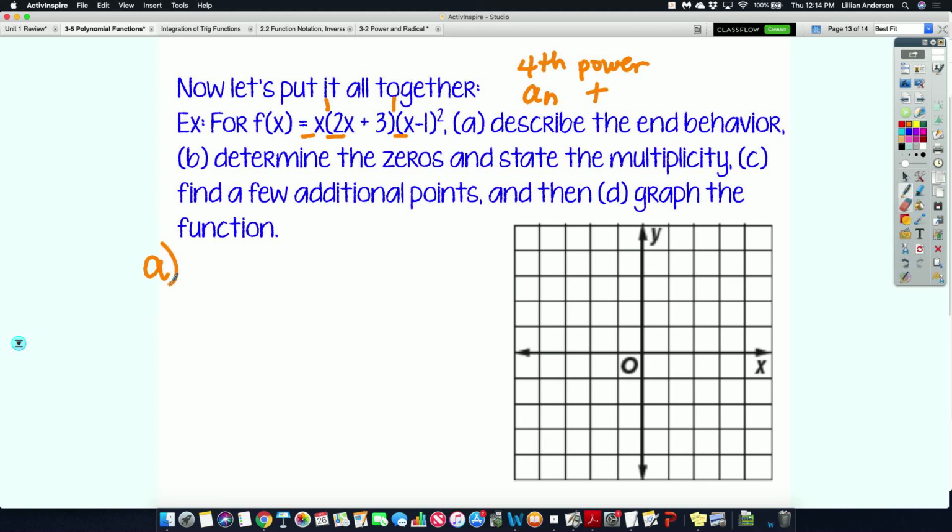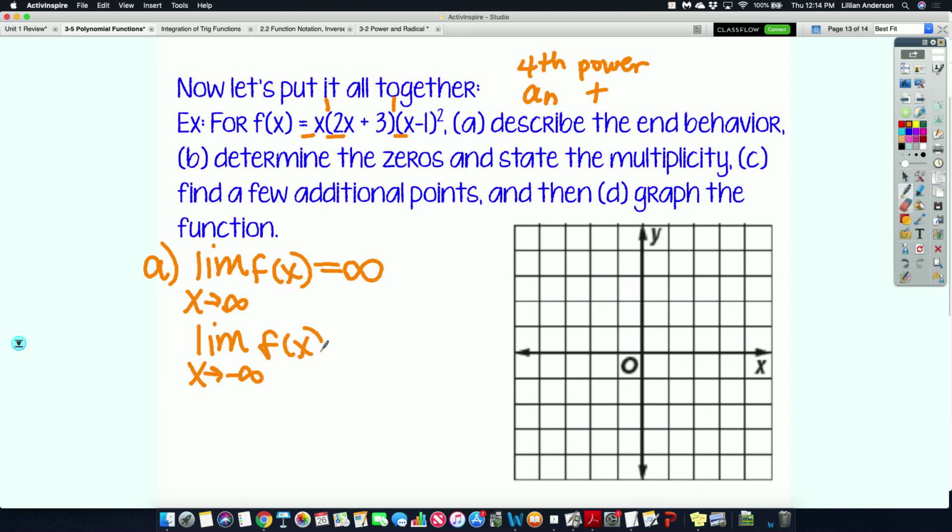So if it's an even power and a positive coefficient, the right end behavior is going to go up or down? Up. And the left end behavior is going to go up. Because it's even, it's positive, which means it looks like this. That was the first thing that we did today.